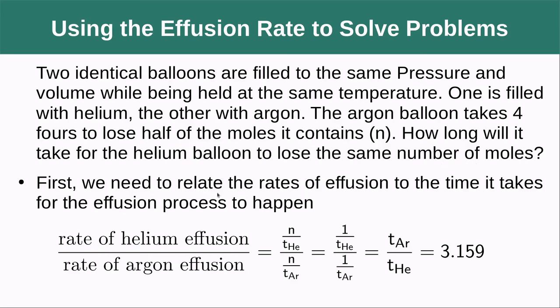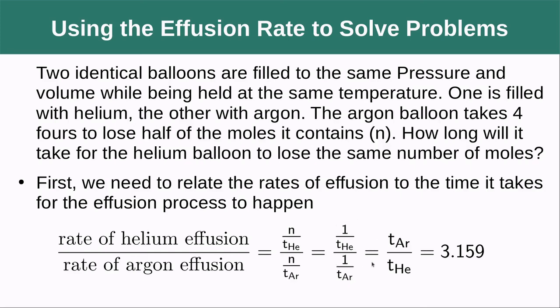So the first thing we need to do is to relate the rates of effusion to the time it takes for the effusion process to happen. The rate of helium effusion is going to be the number of moles that travel divided by the time that it took, and the same for argon. In our problem, we said that it was going to be the same number of moles. How long does it take for the same number of moles to come out? So these two n's are the same. We can cancel those and we get this relationship here.